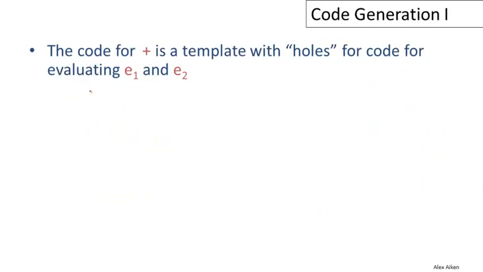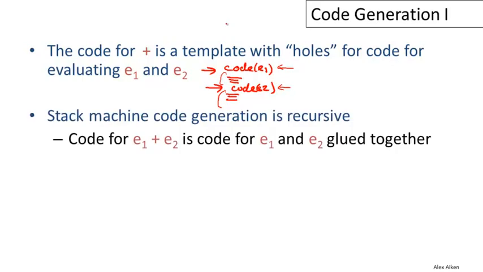So this example illustrates a couple of features of code generation that I just want to emphasize. First of all, notice that the code for plus is really a template that has holes in it for the code for evaluating E1 and E2. That is, there are some fixed instructions that we emit, and then there are places where we plug in the code for E1 and the code for E2. Okay, so that's what I mean by a template. So there's some fixed stuff, which are the instructions that actually do the add, and then there's a place where we can just plug directly in arbitrary code, whatever it is, for implementing E1 and E2. And we'll see this same pattern with all the other kinds of expressions.